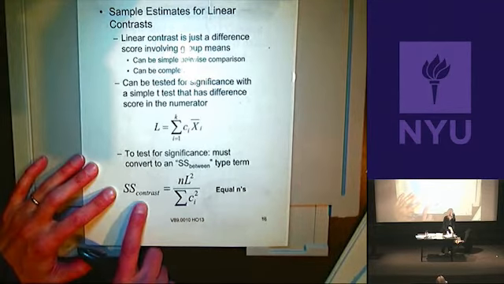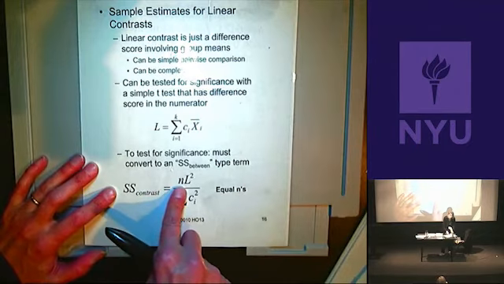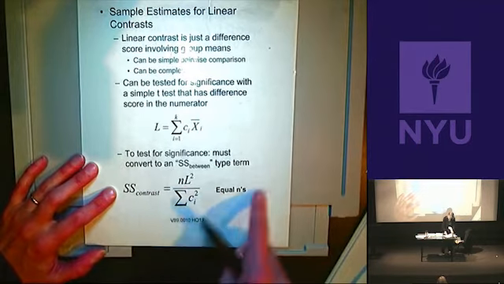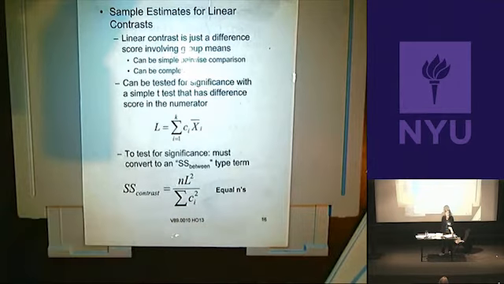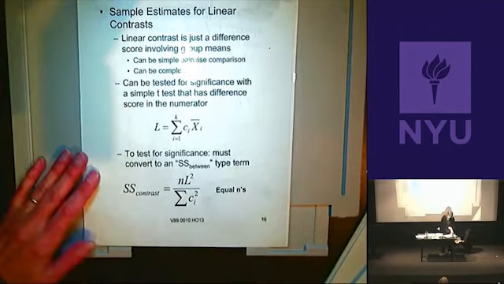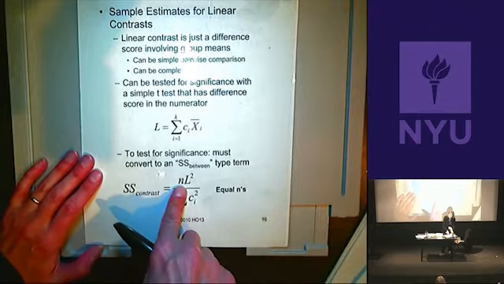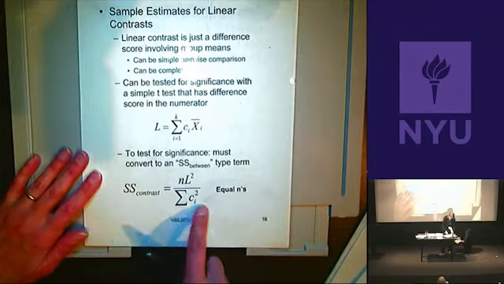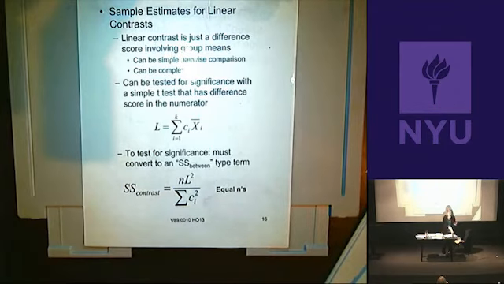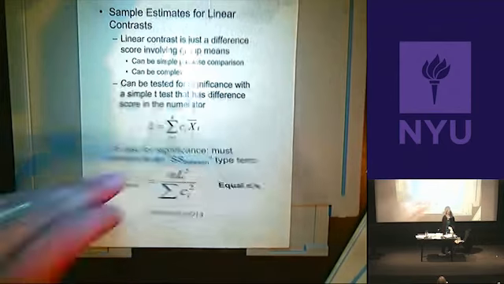So SS contrast is going to be N. Now notice something: this formula is for equal n's. On the next page is going to be the formula for unequal n's. If it's equal n's, then N is the number in each group times my L squared, divided by the sum of all of my coefficients squared. We're going to do examples, so don't stress too much about it.